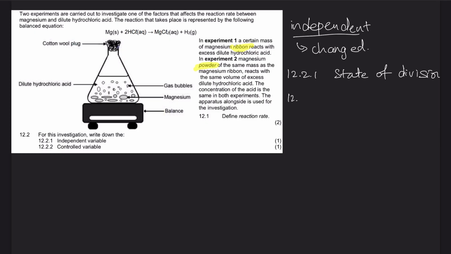Question 12.2.2, the controlled variable. For controlled variables, there's not necessarily one thing. Controlled variables are the things in the experiment that need to be the same. Since they said they are investigating one of the factors that affects the rate, if they change the state of division, the other factors need to be the same. And what are the other factors? It could be the mass of magnesium, it could be the concentration of HCl. Those were the things that were mentioned to us. So let's just go with that.